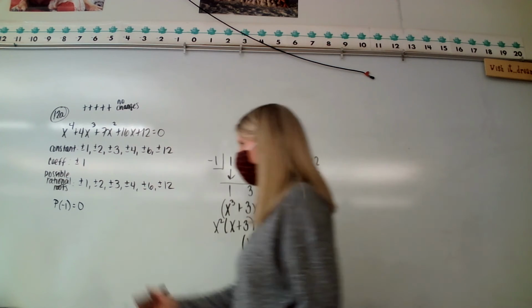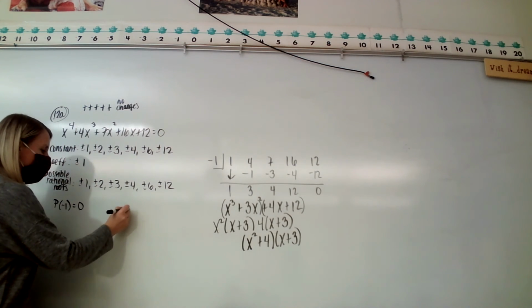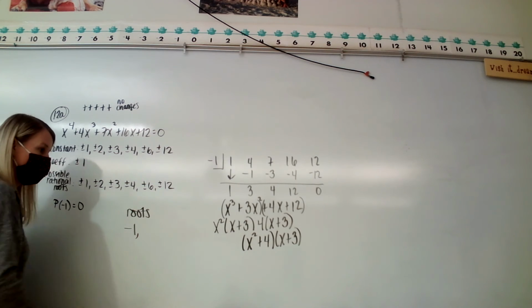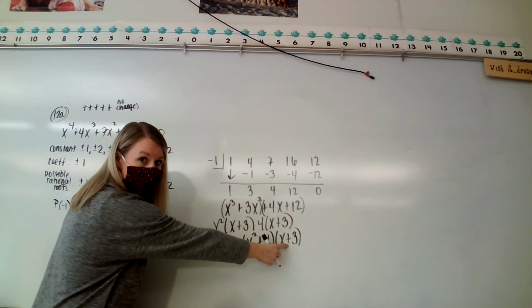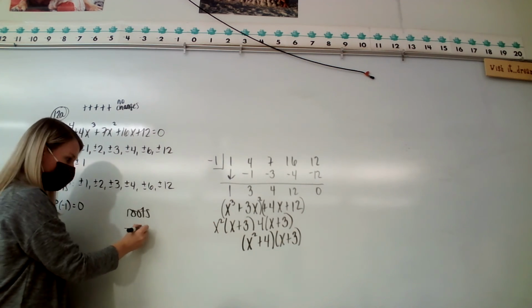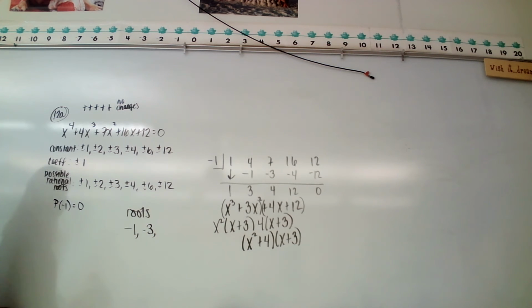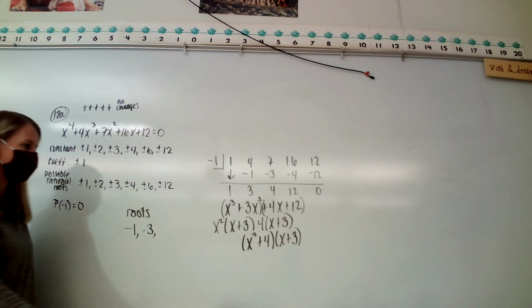So I'm just going to write my answer over here. So my roots are at -1. -3 is pretty easy, I can see that right away. Excuse me, -3. Whew, can't have a negative. I don't have any positive roots. And then I have that x squared plus 4.